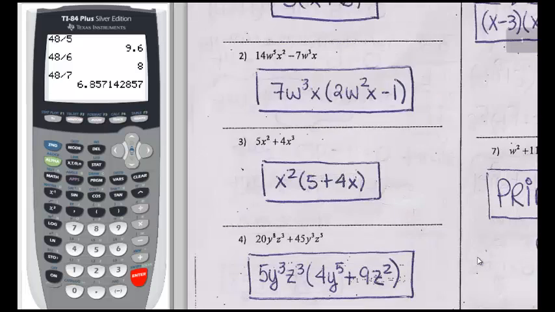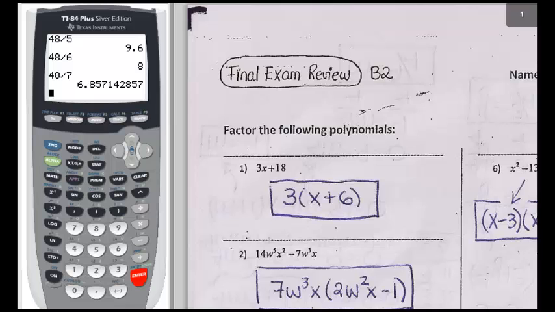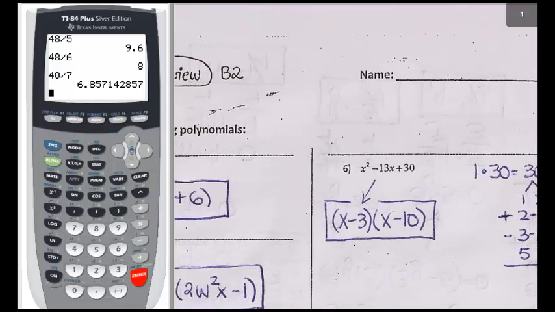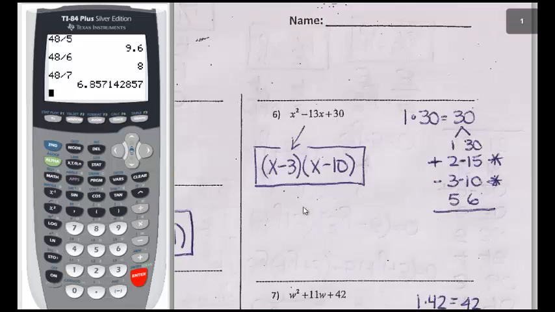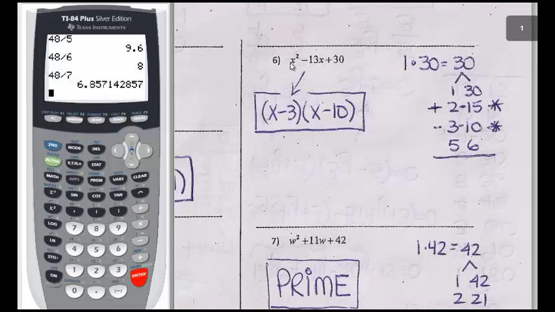Okay, so let's go on to the next problem, problem number 6. Problem number 6 is very similar to the one we just did. Basically, you multiply 1 times 30, get 30. You create a list of numbers that will give you 30. So 1 times 30, 2 times 15, 3 times 10, 5 times 6. Once you have this list, focus your attention on the middle term.